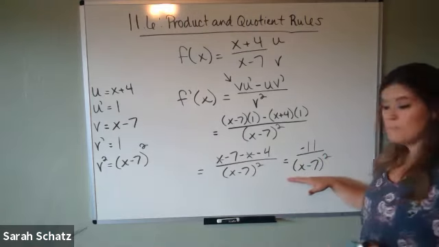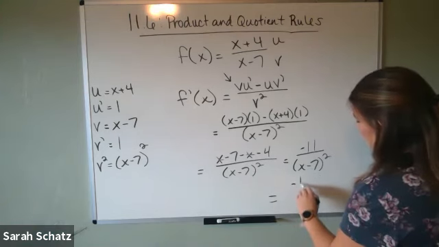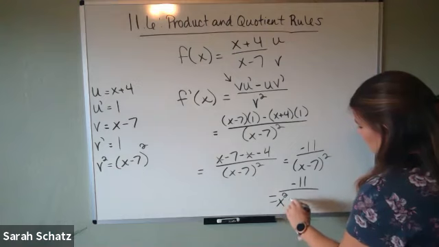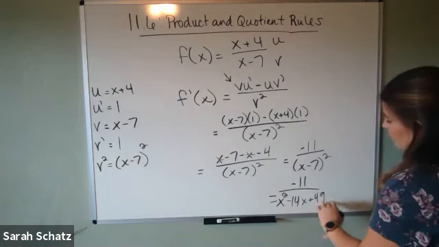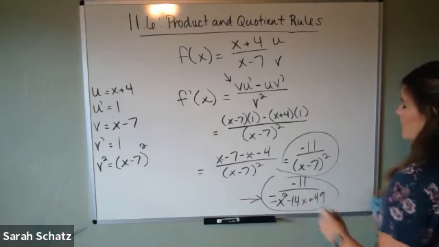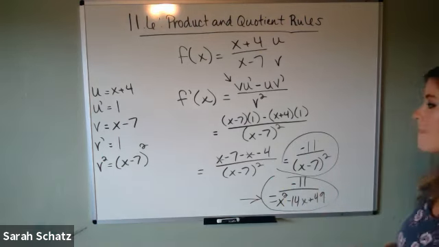So maybe you need to FOIL this out. If you do, it's not a huge deal. You would just FOIL it out, so you get negative 11 over x squared minus 14x plus 49. So both of these answers are correct. You figure out which one it likes, basically.